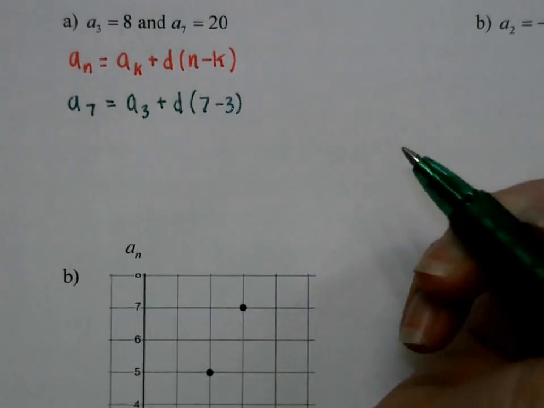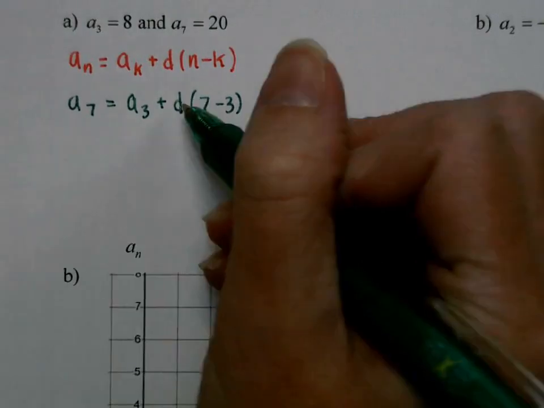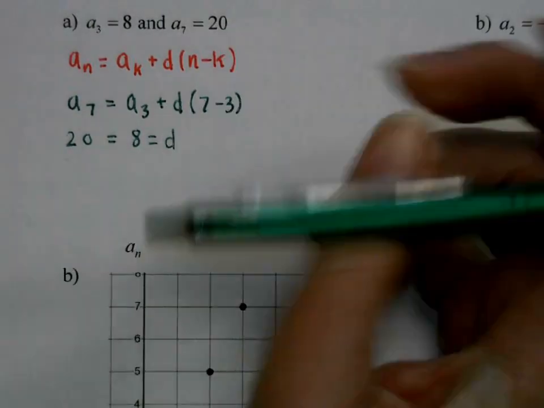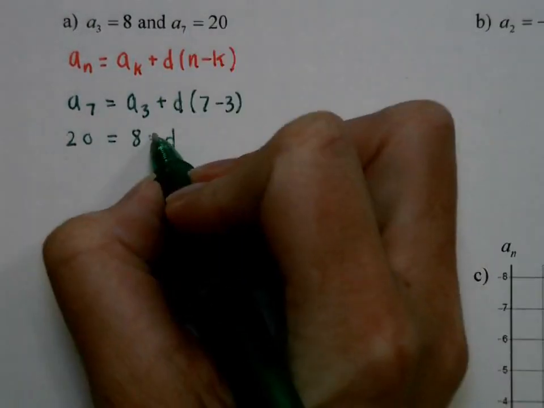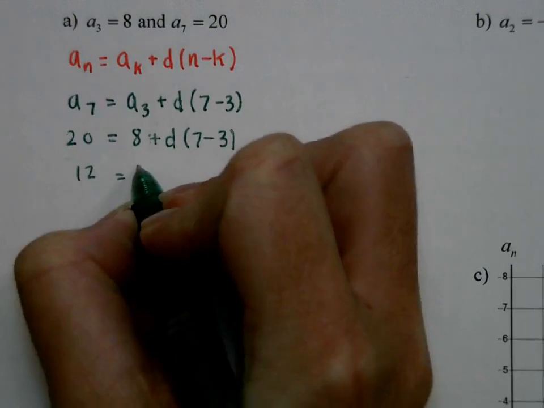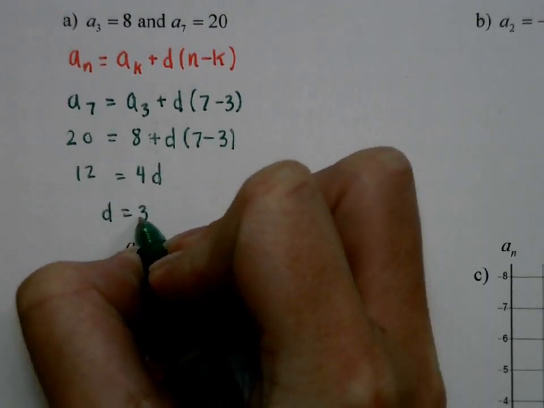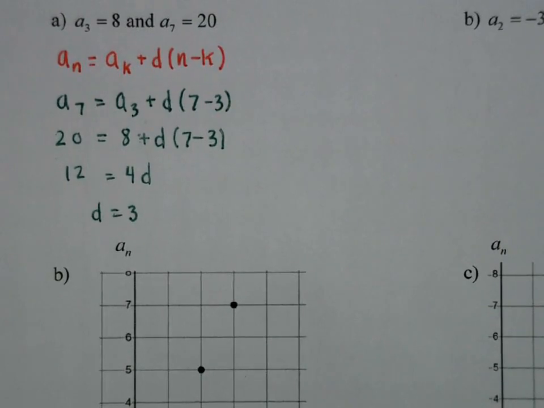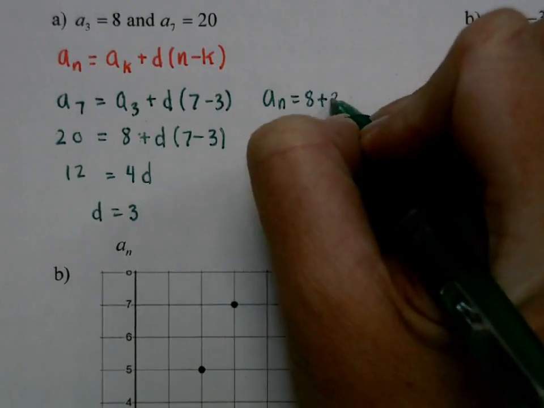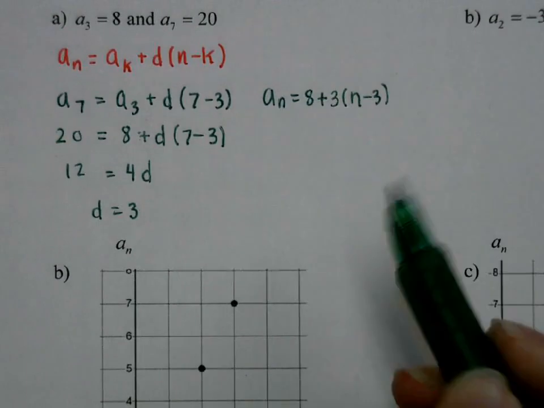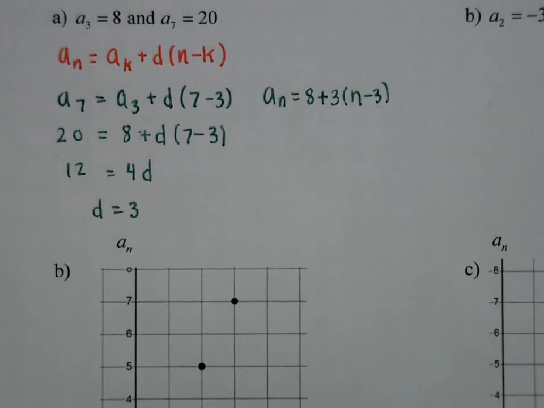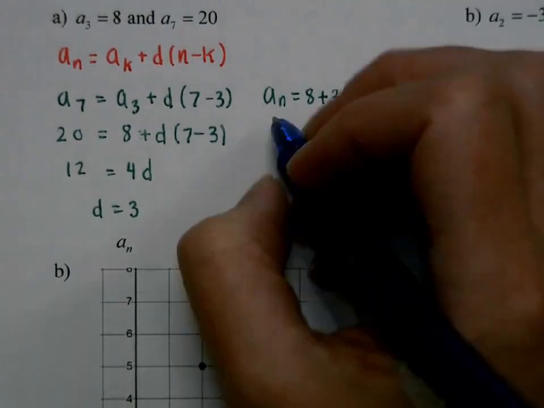So what we're using these two terms for is to find our common difference. So a7 is 20, a3 is 8, okay. And then it's just some quick algebra. So 12 equals 4d, so my common difference is 3. With that, I can find the formula for the nth term. Okay, still using that a3 equals 8 term. And you could simplify this down if you wanted to, but we're just using it to find a10.